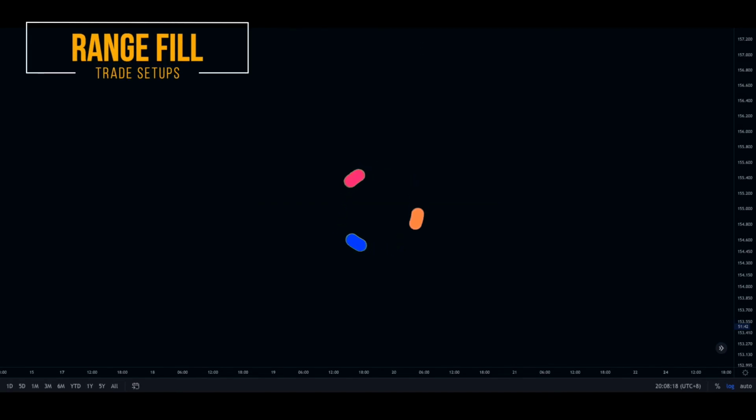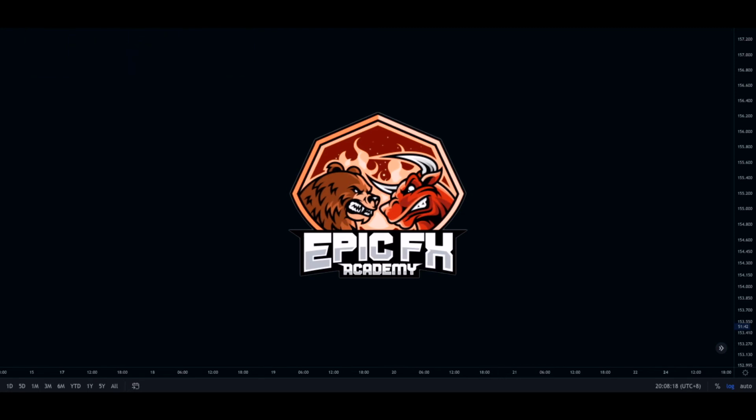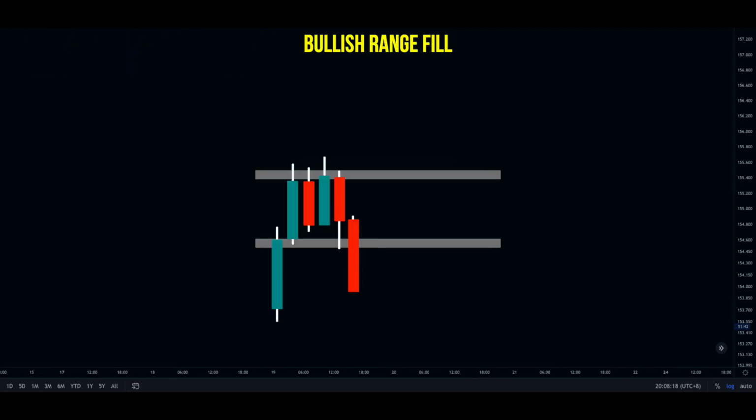Range fill. The range fill setup often occurs after a fake out or false breakout. Here we have a range and price is in an uptrend. This bearish candle managed to break out and close below support, opposite of the trend. The following candle closed bullish back inside of the range, complementing the trend and indicating a clear fake out. Once the next candle opens up and creates a lower wick, we'll place our buy stop above the previous candle and our stop loss at the bottom of the fake out.